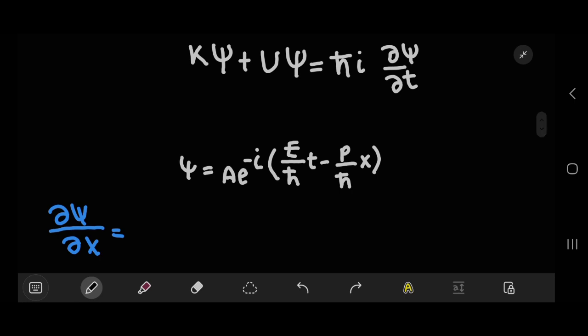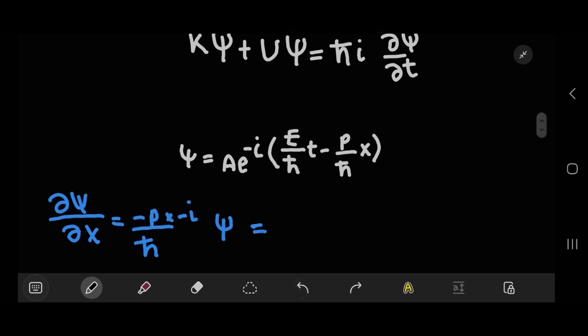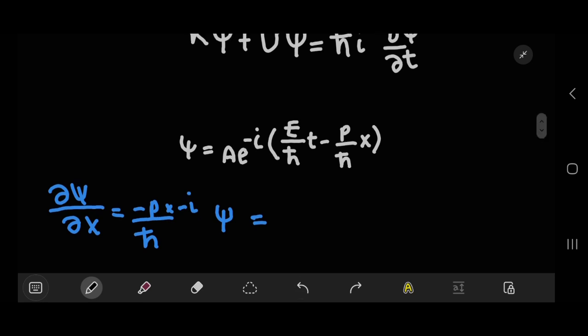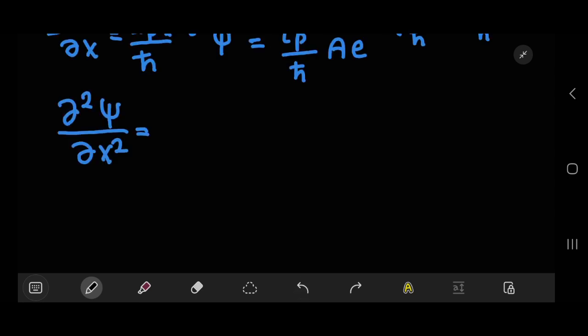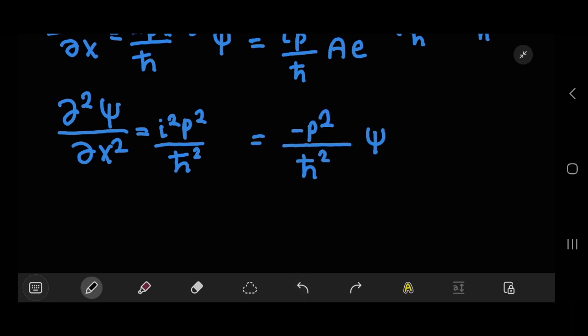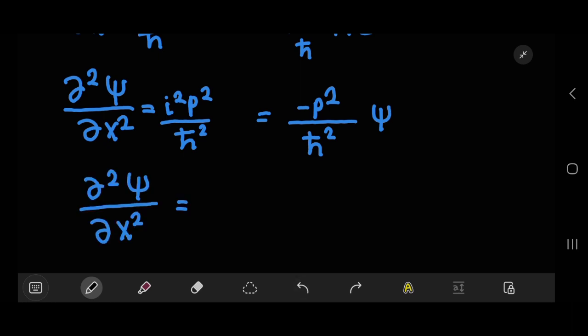Now, let's get ∂ψ/∂x. That will give us −p times −i/ħ ψ, which equals ip/ħ times A e^(−i(E/ħ t − p/ħ x)). Now let's get ∂²ψ/∂x². That will give us i²p²/ħ² times ψ, which equals −p²/ħ² ψ.